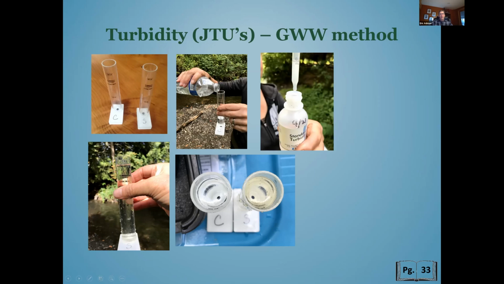Assuming the control is a little bit clearer than the sample water, you add measured amounts of standard turbidity reagent until the control is more cloudy, and then you record the number of additions.